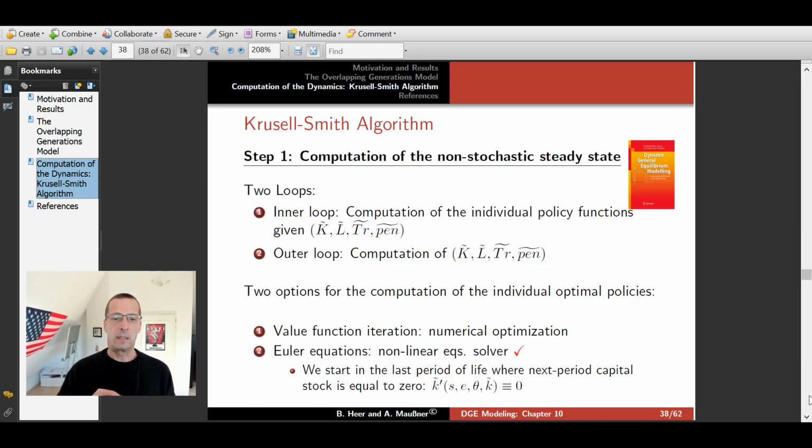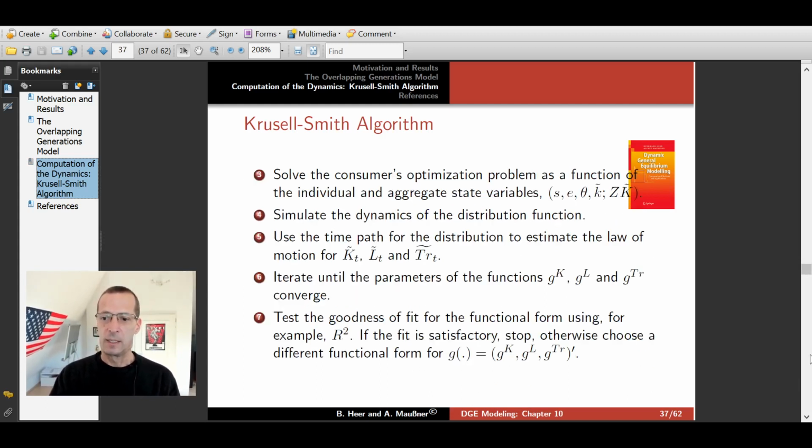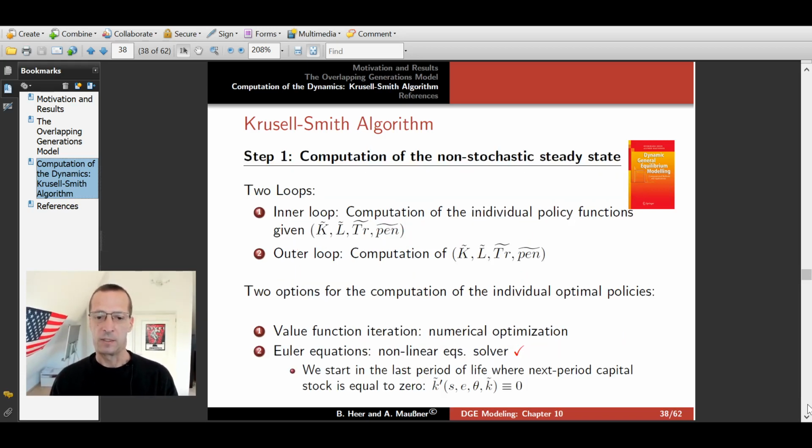Okay, now let me get into the individual steps here. In particular, step 1, the computation of the non-stochastic steady state. Step 3, the solution of the consumer's optimal policy function. And step 4, the dynamics of the distribution. The simulation of the dynamics are the time-consuming and difficult parts. Now let me start with step 1, the computation of the non-stochastic steady state.